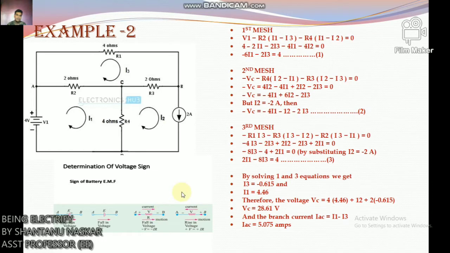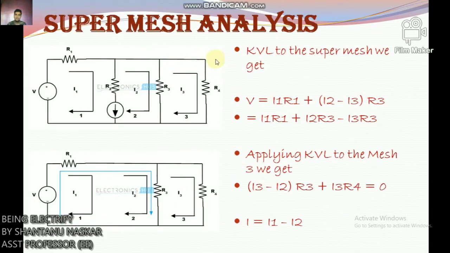Okay, likewise, we can find every branch current using the mesh analysis. Now go through the super mesh analysis. Okay. So as we saw in example 2, it contains a current source in one of its branches, and before the application of the mesh analysis to that circuit, we assume the unknown voltage across the current source and then the mesh analysis is applied. This is quite a difficult approach and it can be overcome by applying the super mesh technique.